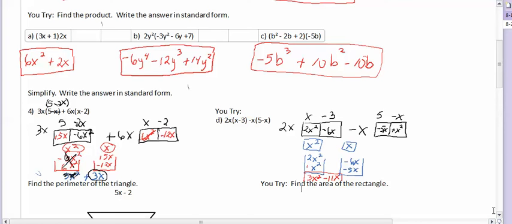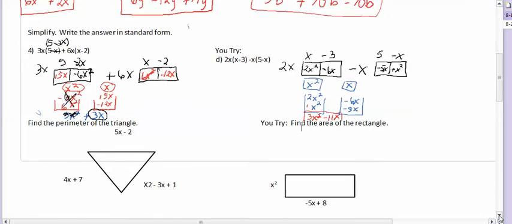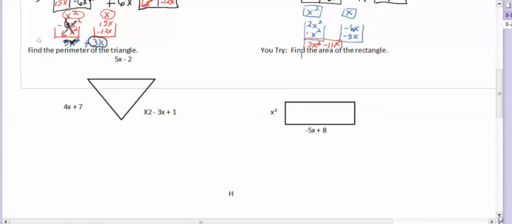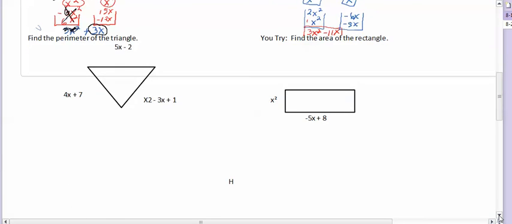Okay, now we're going to go down at the bottom of this page, and we are going to use a little bit of shapes, geometry. We're going to try a triangle and a rectangle. So it says find the perimeter of the triangle. And how do you find the perimeter of a triangle? You're just going to add all the sides, and then on the find the area of the rectangle, you're going to multiply both sides. So it's just finding the area and finding the perimeter.